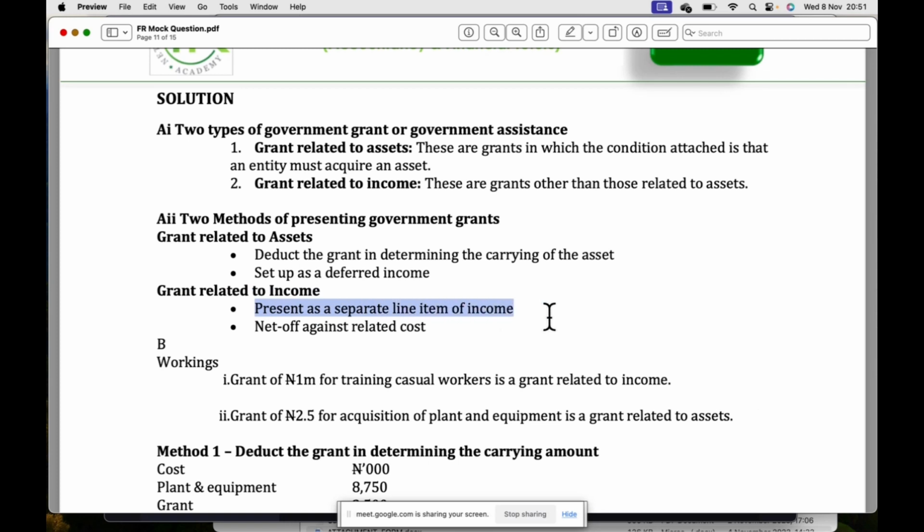either you just present that grant as a separate line item of income. So you just present it in your books as grant income, separate line item. Very straightforward. Grant income. That's method one.